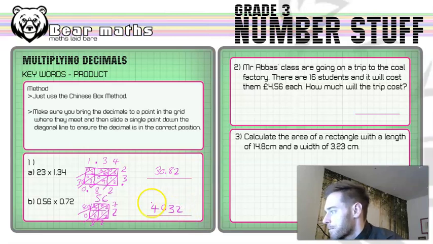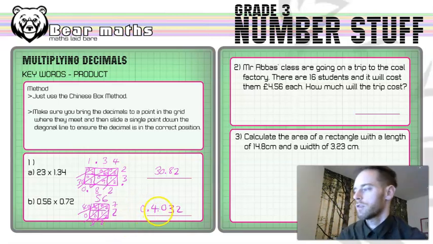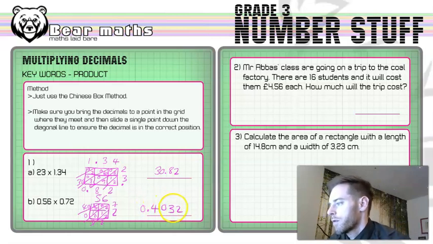But remember, we multiplied that one by 100 and that one by 100. So we divide by 100, and then we divide by 100 again. Overall there we have divided by 10,000. And our final answer to that question is 0.4032.